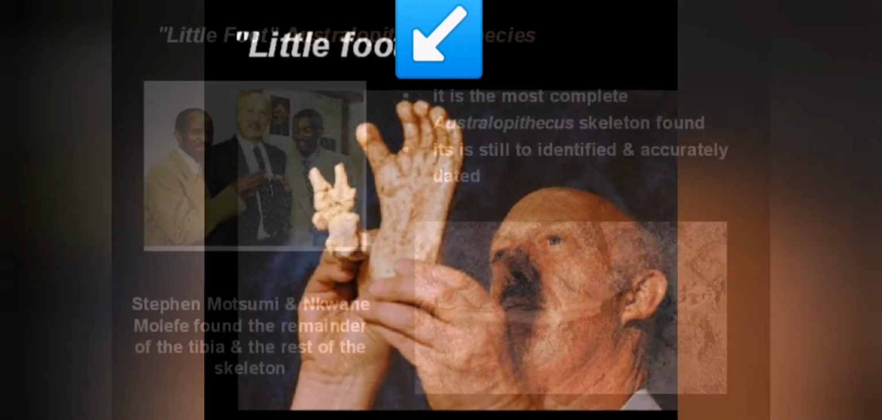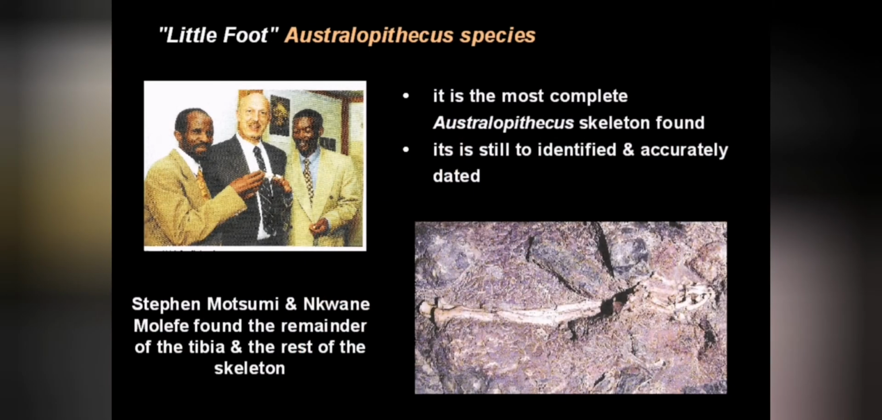I'm just asking. Littlefoot was discovered quite some years ago, and since then excavation has continued, and now they have almost found a complete skeleton. Sadly, it's still stuck in the rock. And you can see the two gentlemen who are actually responsible for taking the bone out of the rock. Stephen and Nkwane are in the photo here with Ron Clark. Now you can see on the right-hand side where the bone is still inside the rock.